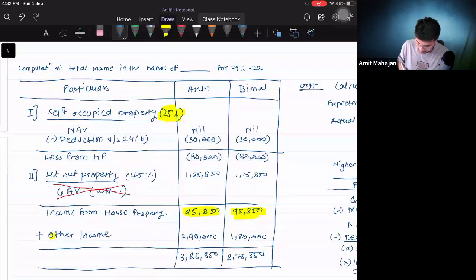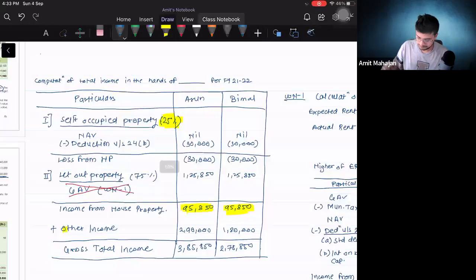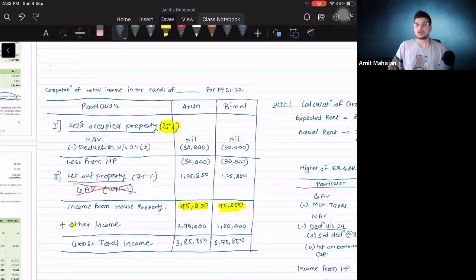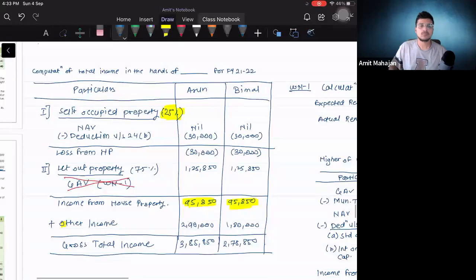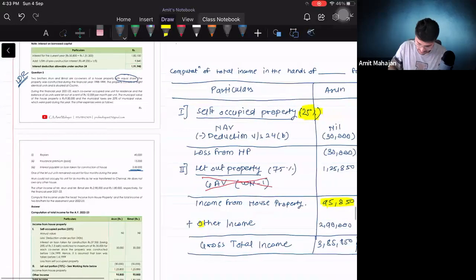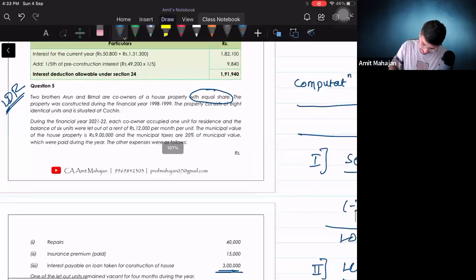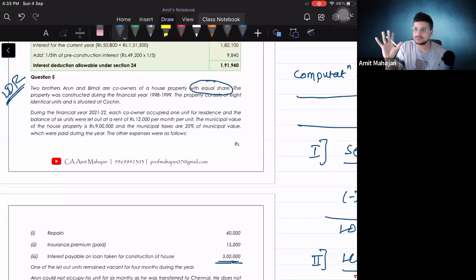So this will be what? Gross total income. Cool. Everybody done? Can we solve one small question? Yes. Okay. I hope you are understanding everything, अब तक जितने questions किए, chapter revision किया. Okay. Good.